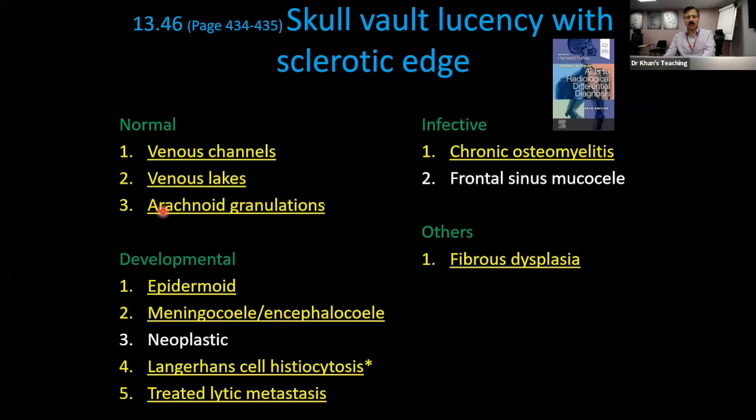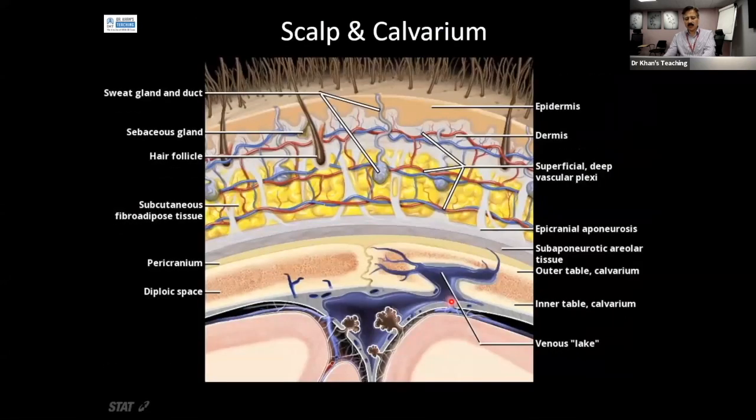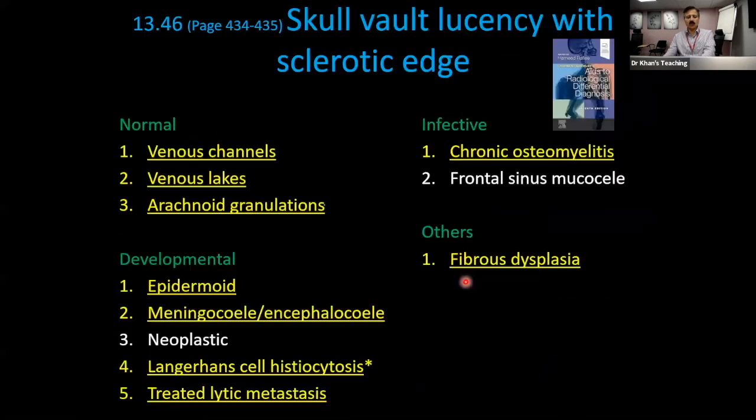Look here, arachnoid granulation. Look at this venous lake. And venous lake, look at this diagram. What happens? That within the diploic space, sometimes the veins are prominent, and it will give you a bit of lucency, which is one of the differential for skull vault lucency with sclerotic edge.